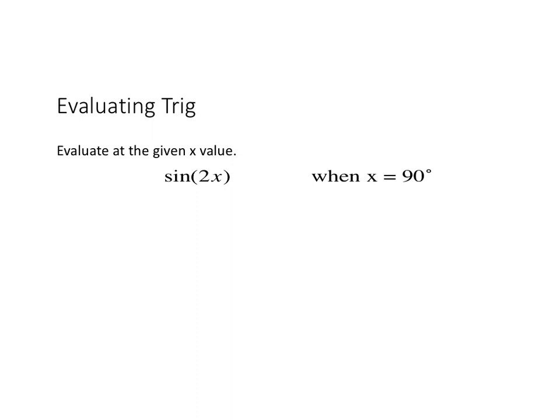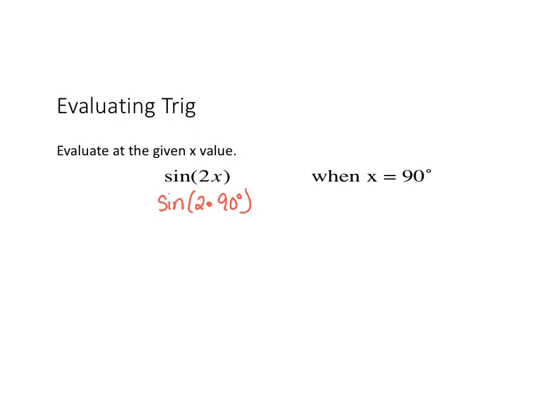So we're going to evaluate this trig function. We have sine of 2x, and we know that x is 90 degrees. So the first thing I'm going to do is use substitution to replace that. This is going to be the same thing as sine of 2 times my 90 degree angle. I'm going to use PEMDAS, so I'm going to do parentheses first.